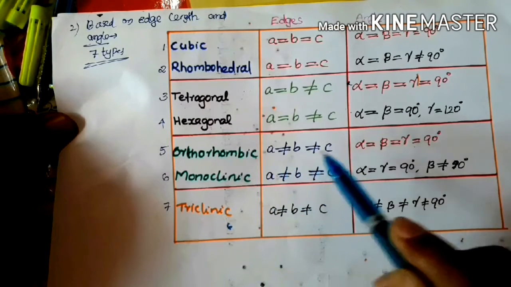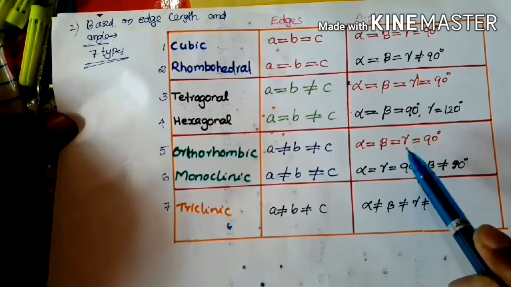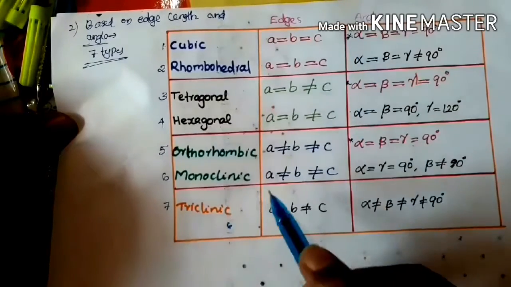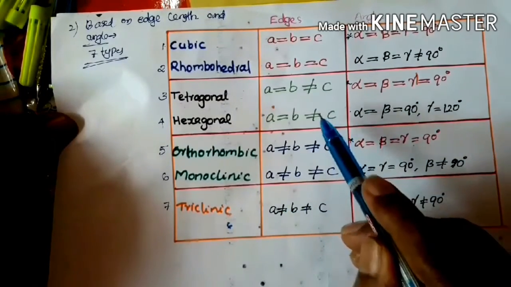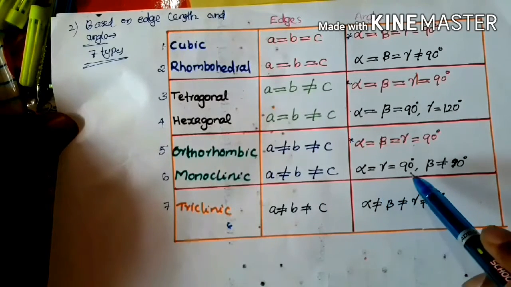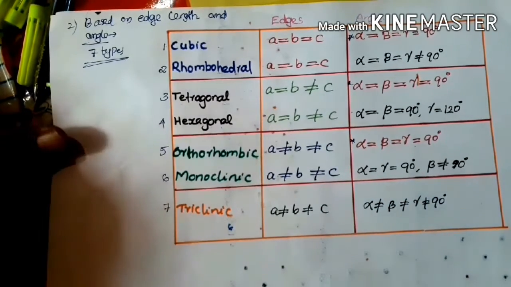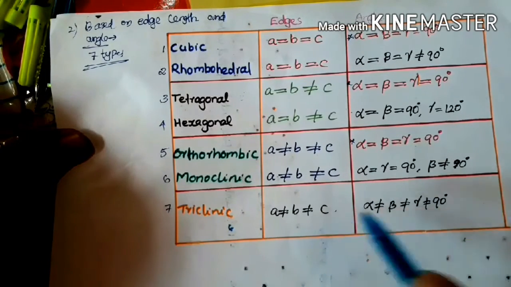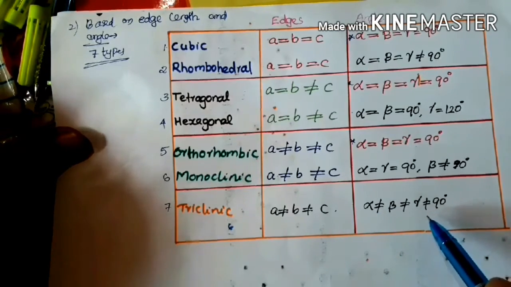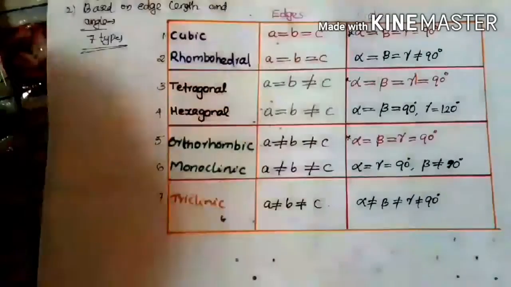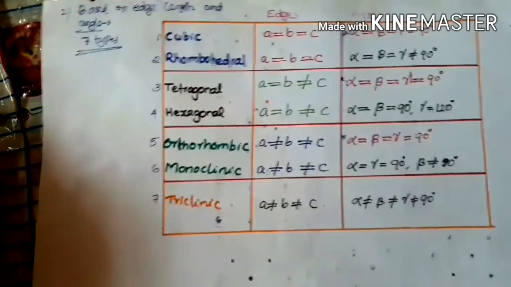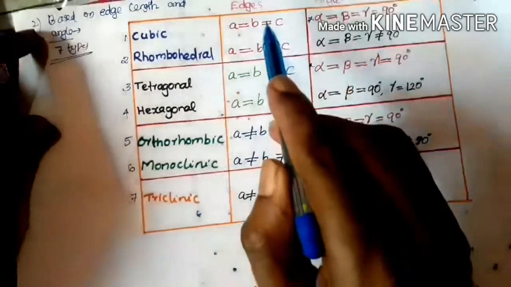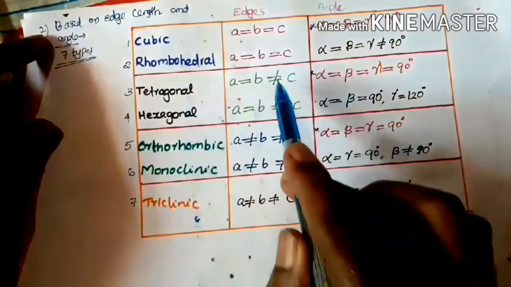Now see orthorhombic and monoclinic. Here a ≠ b ≠ c, and see the first angle: alpha = beta = gamma = 90 degrees, which is the same as that in cube. Now see the angles also. Triclinic is very easy. Here every edge is not equal to each other, and also every angle is not equal to each other. When you look at the whole, you can see in cubic and rhombohedral the edges are the same. In tetragonal and hexagonal, one edge is different.